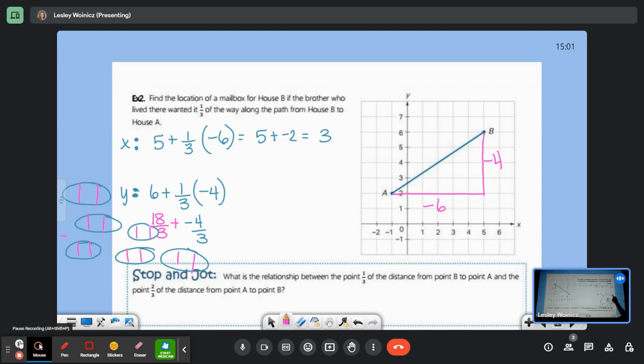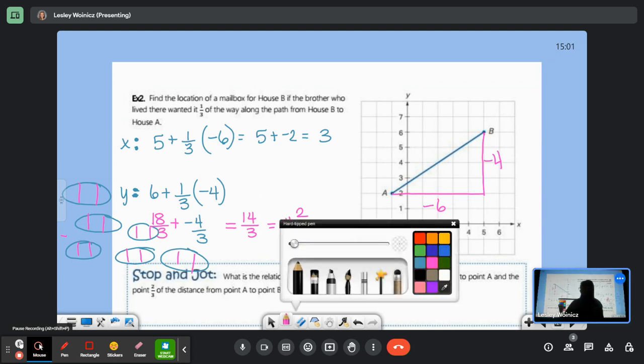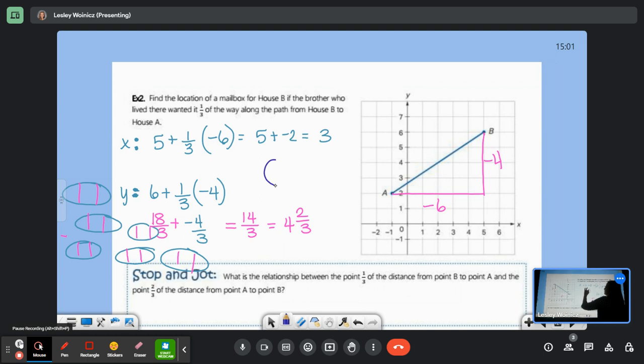18 plus negative 4. 14. Good. Okay, so that whole mess gives us 14 thirds. Okay, how do I do that as a mixed number? How many times does 3 go into 14? 4. How many thirds are left over? 2. Good. Okay. So my coordinates are 3, 4 and 2 thirds.